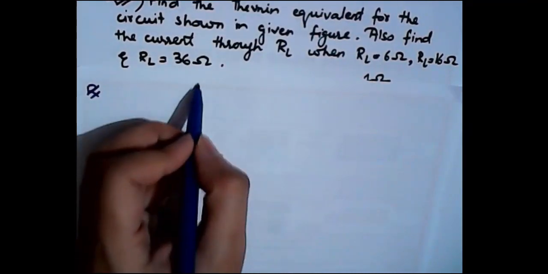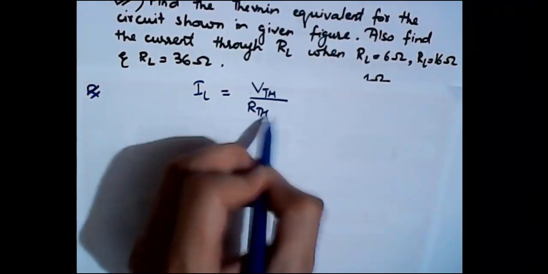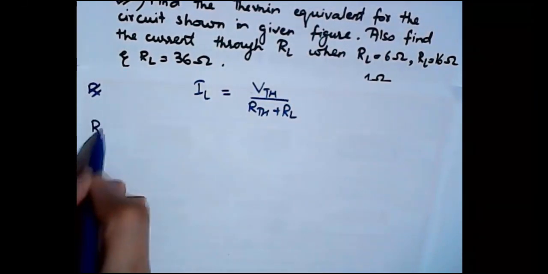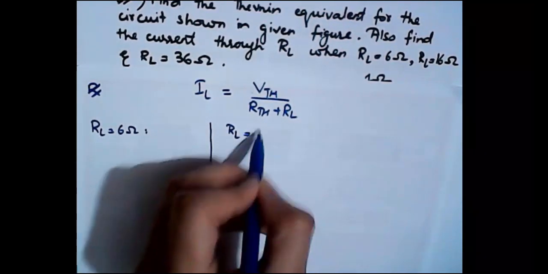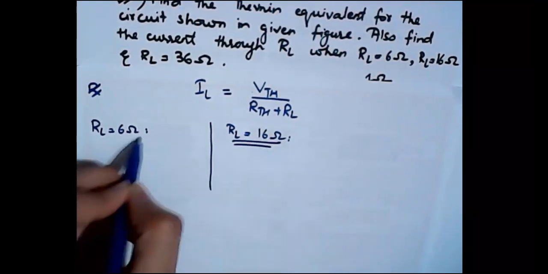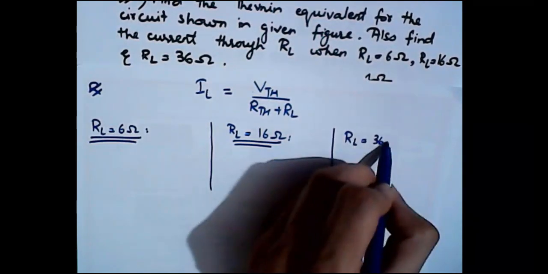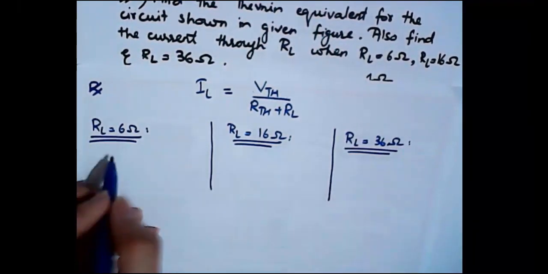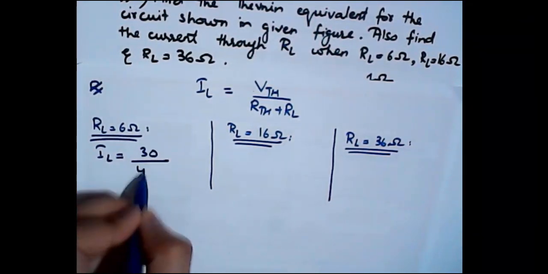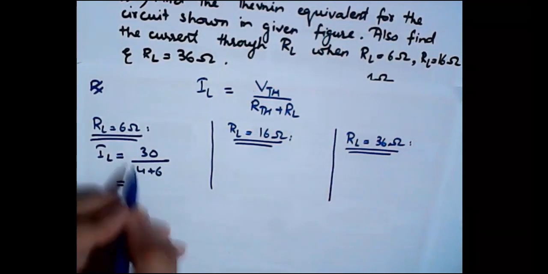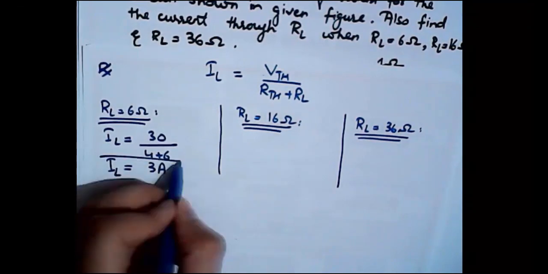first of all we know that the current IL will be equal to V Thevenin divided by R Thevenin plus RL. So for RL is equal to 6 ohms, we can solve it. For RL is equal to 16 ohms, we can solve it. And for RL is equal to 36 ohms, we can also solve it. So this will give me IL is equal to 30 divided by 4 plus 6. So it will give you 30 divided by 10, 3 amperes.